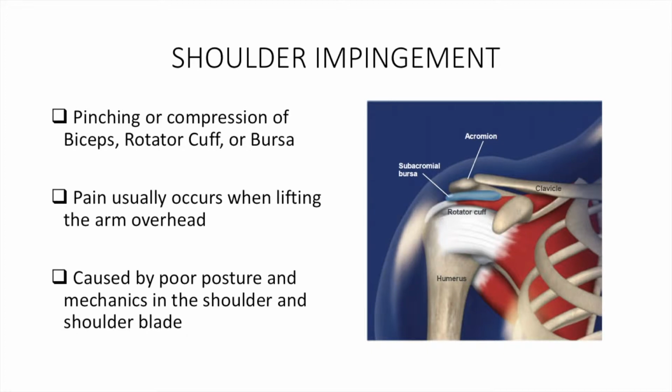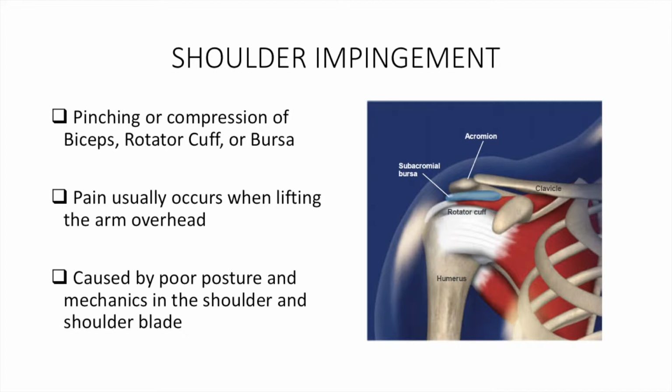For shoulder impingement, it's a pinching or compression of the biceps tendon, rotator cuff, or bursa. You can see in this picture we have the arm here, which is called the humerus, and then you have your rotator cuff, and you have this bursa, this blue thing here. The biceps isn't shown, but it comes up and attaches here, and then you have the acromion and the ball part of the shoulder. Between the ball part of your shoulder and the acromion is a space, and all these tendons and muscles have to fit into that space. When you have impingement, that space is narrowed, and when you lift your arm overhead, those tendons or that bursa gets caught or stuck.